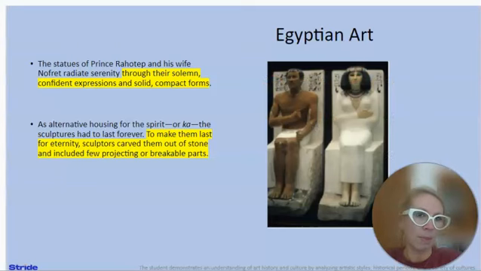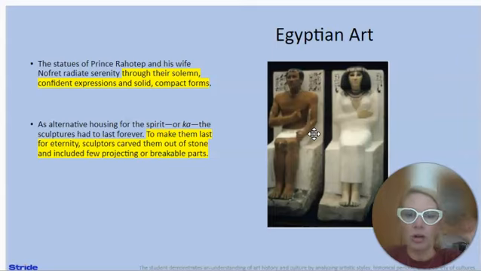So let's talk quickly about Egyptian art. So these statues right here in this picture are of a prince and his wife in Egypt. What I want you to notice as you look at them is how they look. They look pretty straight, straight up and down, pretty rigid. And through their solemn, confident expressions and solid, compact form, they radiate serenity. So if you look at them, they look pretty calm, right?